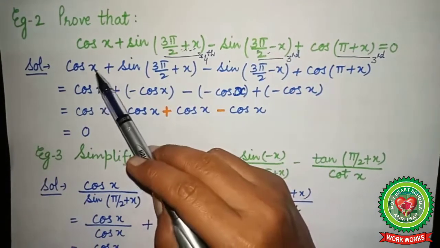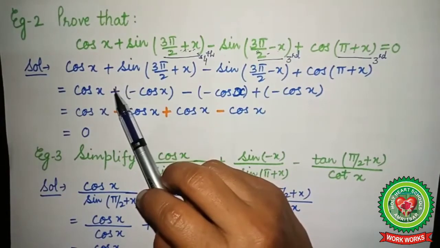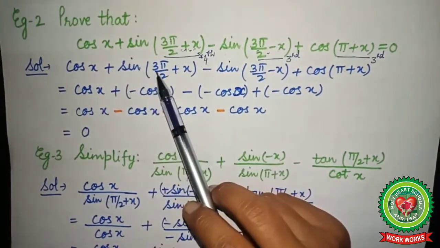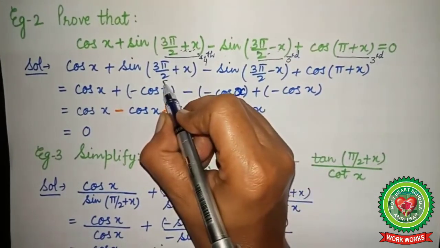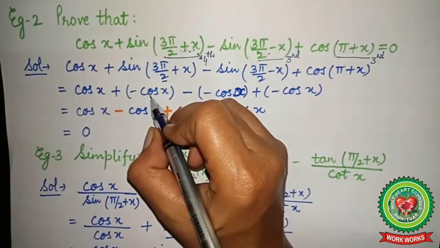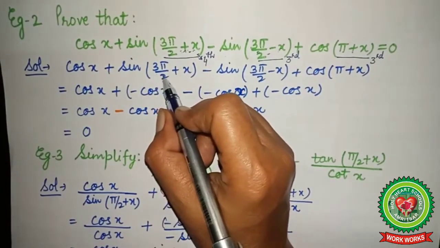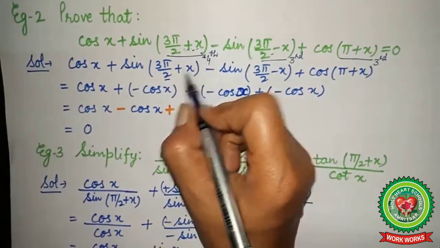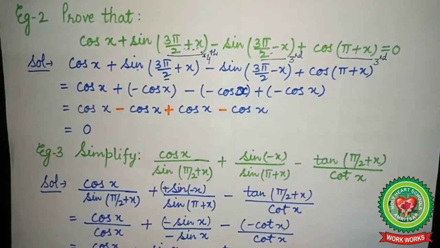Now first of all, cos x will come the same. Cos x, here plus sign is there. Now sine of 3 pi by 2 plus x. Now it contains 3 pi by 2, so the function will change. It will become cos x, and as it goes in the fourth quadrant and sign is negative in the fourth quadrant, so minus cos x will be there.